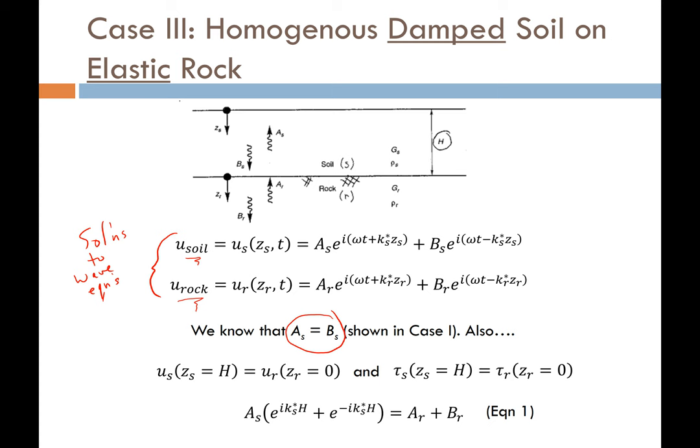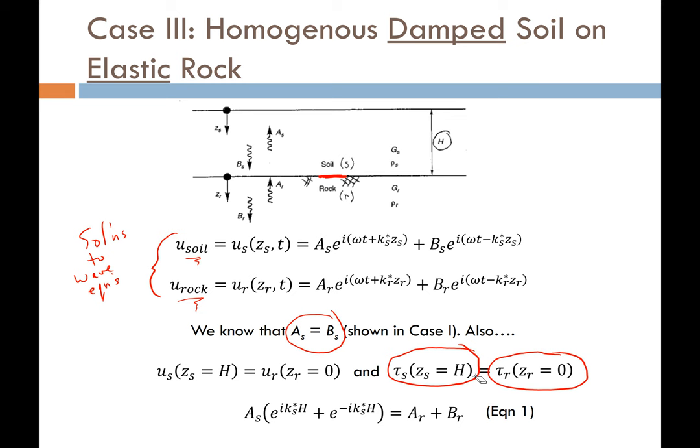We know that right at the boundary between the soil and the rock, the displacement in the soil has to equal the displacement in the rock, and that's in order to maintain strain compatibility. And we also know that the stress right at that boundary in the soil has to equal the stress right at that boundary in the rock, and that's to maintain stress compatibility.